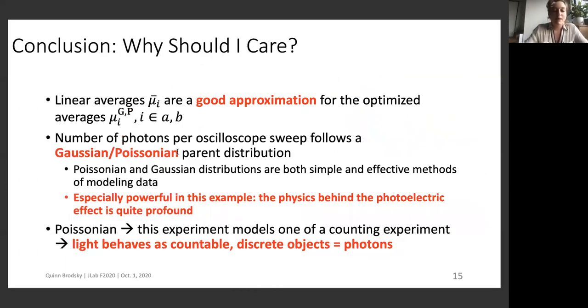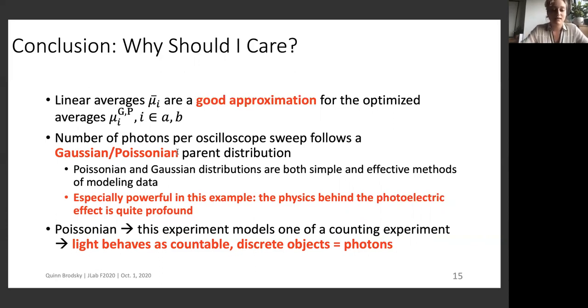So by comparing the optimal mean, where the optimal mean is the mean acquired from the Gaussian Poissonian fits, and the manually calculated mean, which was acquired by adding up all the photons and dividing by the sweeps, we can conclude that the linear averages mu bar I are a pretty good approximation for the optimized averages mu I. And the CDF indicates that within one data set, the distribution of photons is pretty regular.